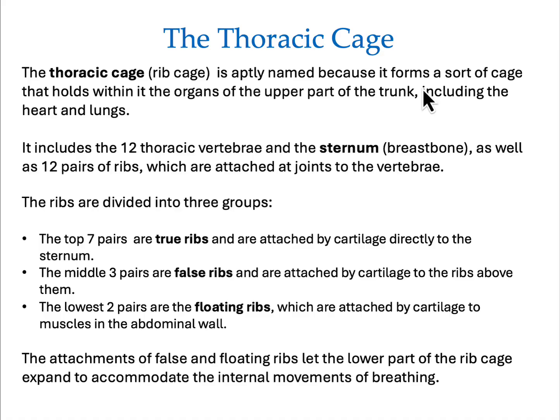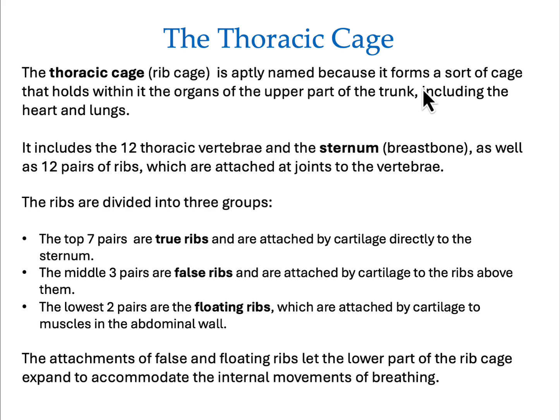The thoracic cage, or the rib cage, is aptly named because it forms a sort of cage that holds within it the organs of the upper part of the trunk, including the heart and lungs. It includes the thoracic vertebrae and the sternum, or breastbone, as well as 12 pairs of ribs, which are attached at joints to the vertebrae.